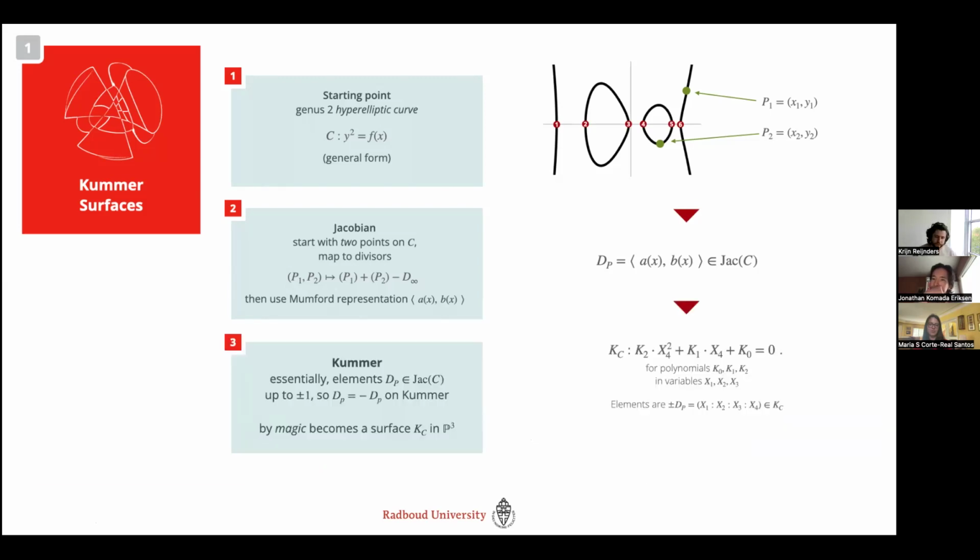Now, how do we get to this Kummer? We started out with these elements of the Jacobian, but now we are going to divide out by the involution. So minus this element becomes the same as this element itself on the Kummer. And by some kind of magic, this really becomes a surface in P3. And the equations are on the right, and it's really not very clear from how I wrote it here, because the equations get kind of big, but still it's just a single equation where you have 4 variables, x1, x2, x3, x4, and then 3 polynomials, k0, k1, and k2. And these polynomials, k0, k1, and k2 are in these variables, x1, x2, x3. And then your elements really are these points x1, x2, x3, x4 that satisfy this equation. And they are then defined up to a scalar, of course, because we're working in a projective space.